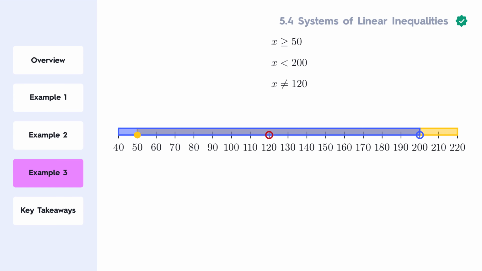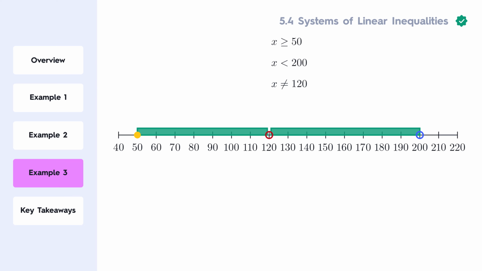Now that each condition is graphed, we need to find the overlapping region where all conditions are satisfied simultaneously. The overlapping region starts at 50, inclusive, and goes up to, but does not include, 200, while also excluding 120. So, our solution is the range from 50 to 200, excluding 120. We can represent the solution as an interval.